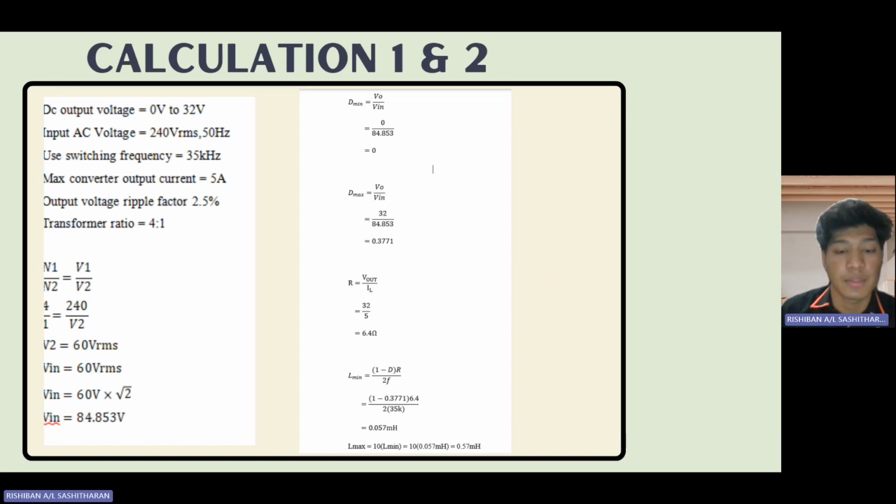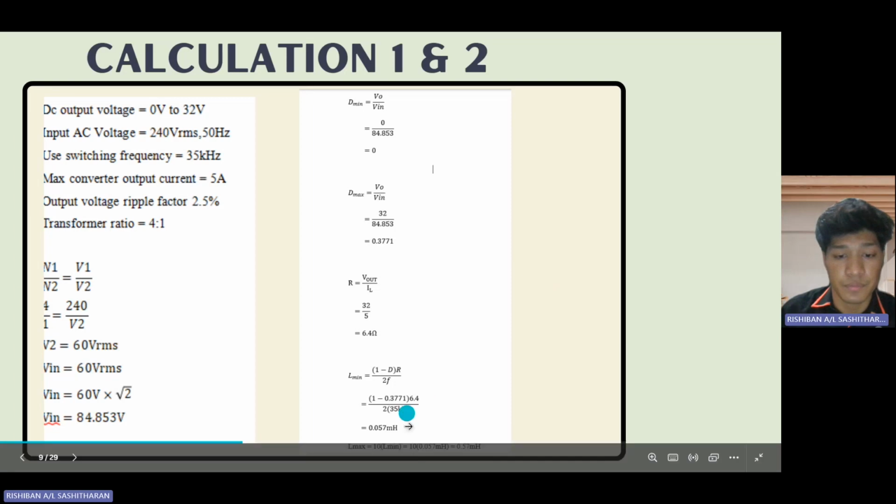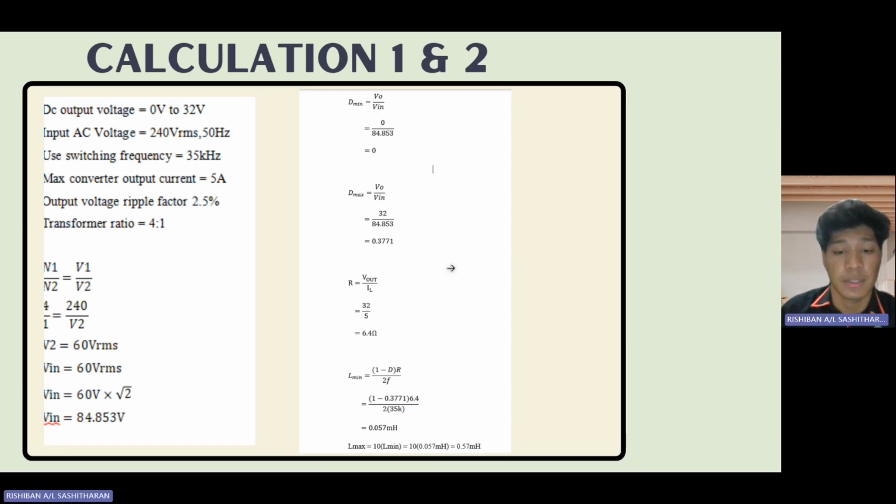And for L max, the formula is 10 times L min. As we know, the L min we get is 0.057 millihenry. We multiply by 10 and we get our L max is 0.57 millihenry.